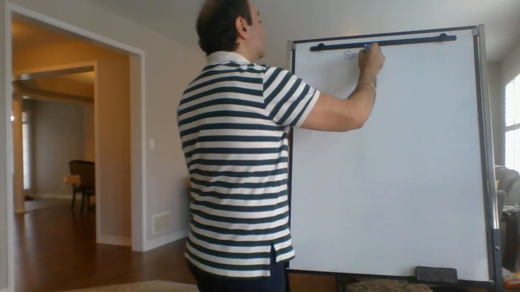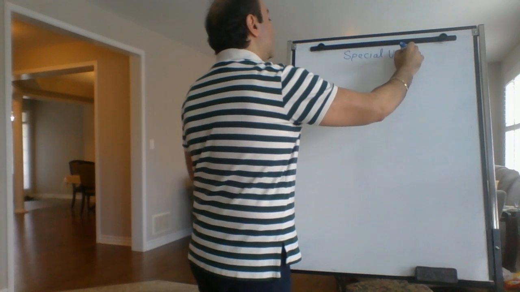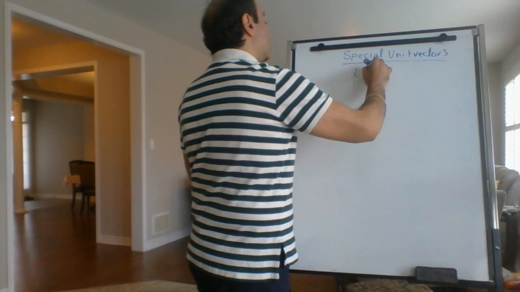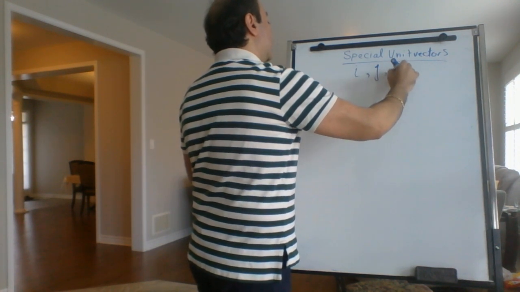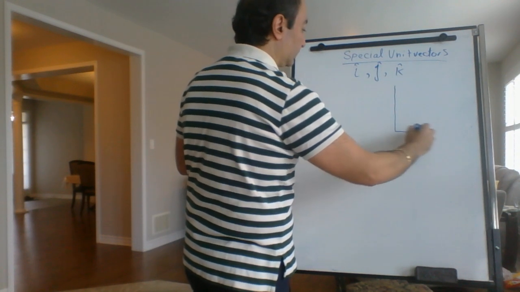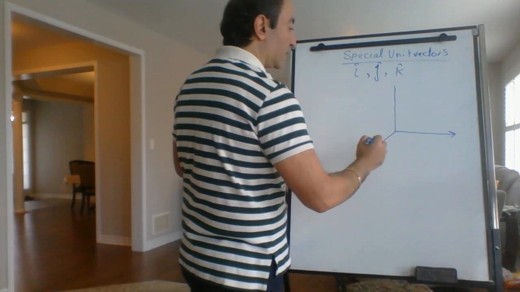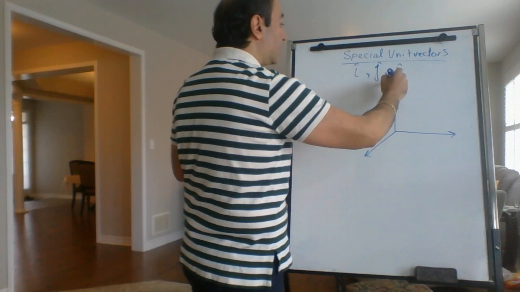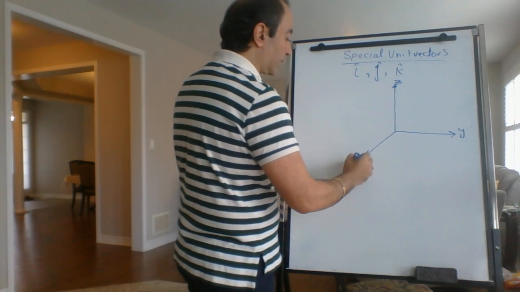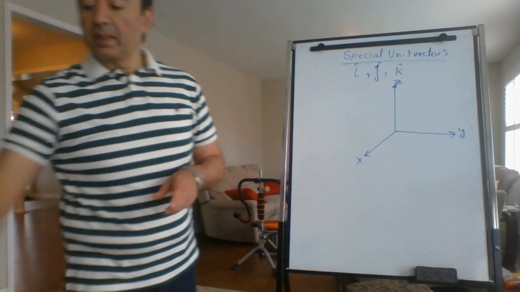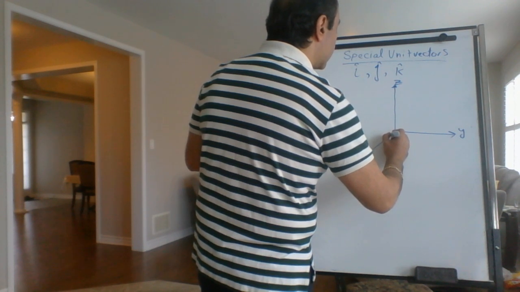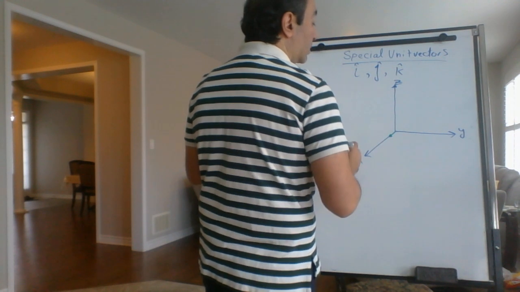Special unit vectors: i, j, and k. What makes those special is the following. Again, we said that the one to the sky is z, the one that's facing you is y, the one that's coming towards you is x. i is the unit vector in the direction of the x-axis. So this is i.